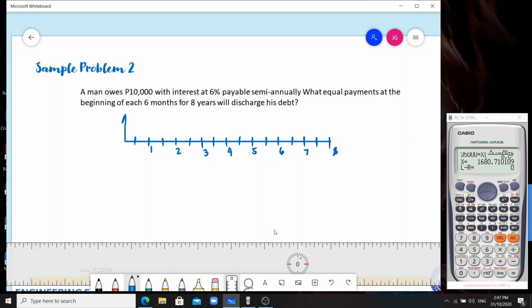Ibig sabihin, pataas kasi nakuha na niya si 10,000. Babayaran daw niya ng semi-annually at 6%. Okay. What equal payments at the beginning of each 6 months for 8 years to discharge his debt? So, ibig sabihin, at the beginning, so ito na yon, nagbayad na siya. Okay. So, expect natin dito, dahil 8 years for 6 months, meron tayong 16 payments.